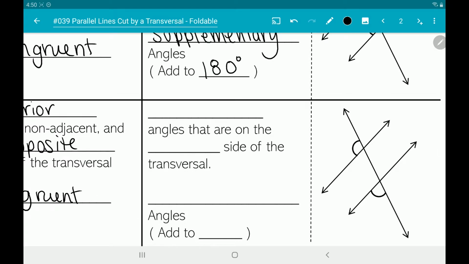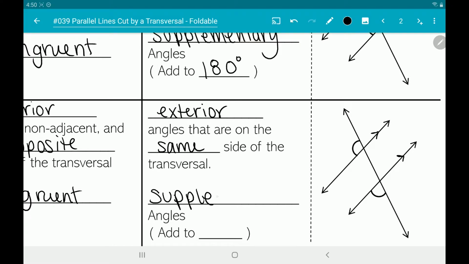And then lastly, if we look at some same side exterior angles, we can say they are exterior angles that are on the same side of the transversal. See, they're both on the left side over here of the transversal, or underneath it if you want to look at it that way. But they're on the outside of the two lines that are being intersected. And again, since these are parallel, we have that these ones are supplementary.